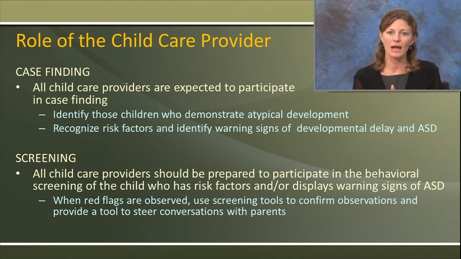And so you can say, I see 2 or 3 of these red flags, I have a concern about Jacob, and so then that's when you pull out that screening tool. You do the screening tool with that child, and then if you have your observations verified, then you have an objective tool that you can then work with the parent and talk to the parent and have more solid information to share with him or her.